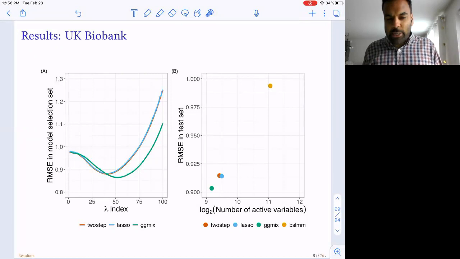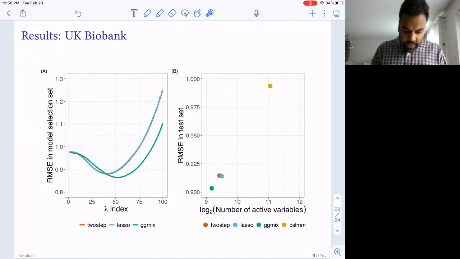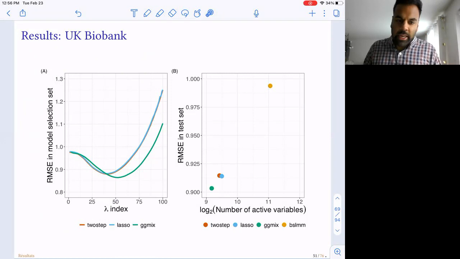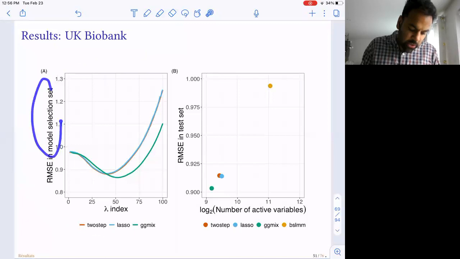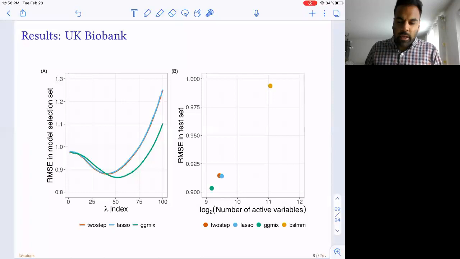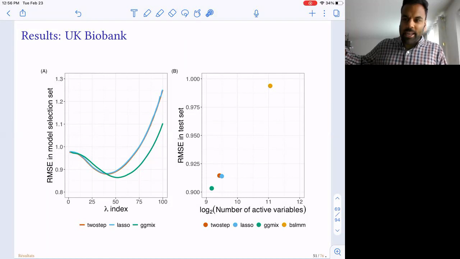And basically what we've shown in the left panel is that for most values of lambda, our method performs better in a held out model selection set than the two-step and the lasso. Then we also compared the mean squared error in a test set. This is an independent held out test set where we've already chosen the optimal lambda parameter. And again, we show that we're in the corner here, where we achieve the lowest prediction error while keeping the sparsest model.